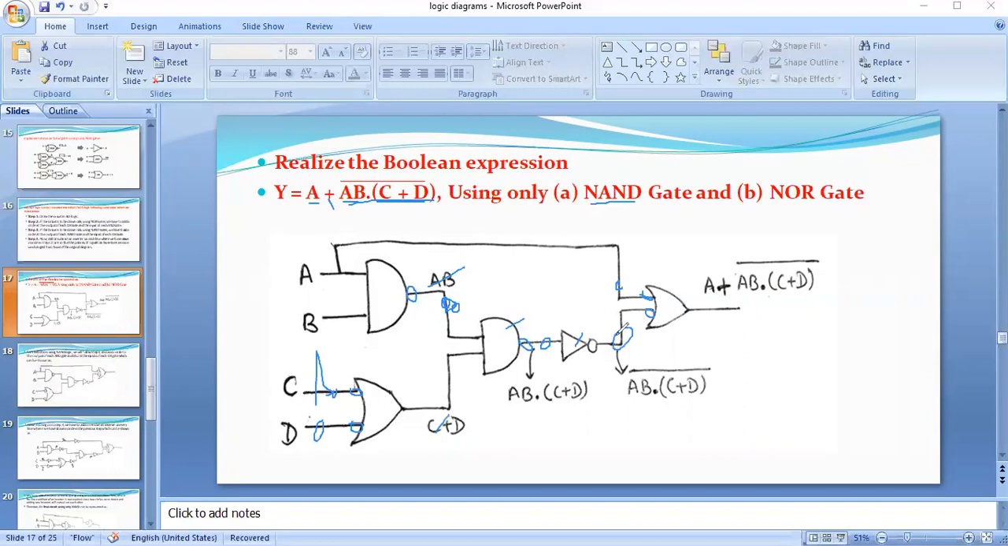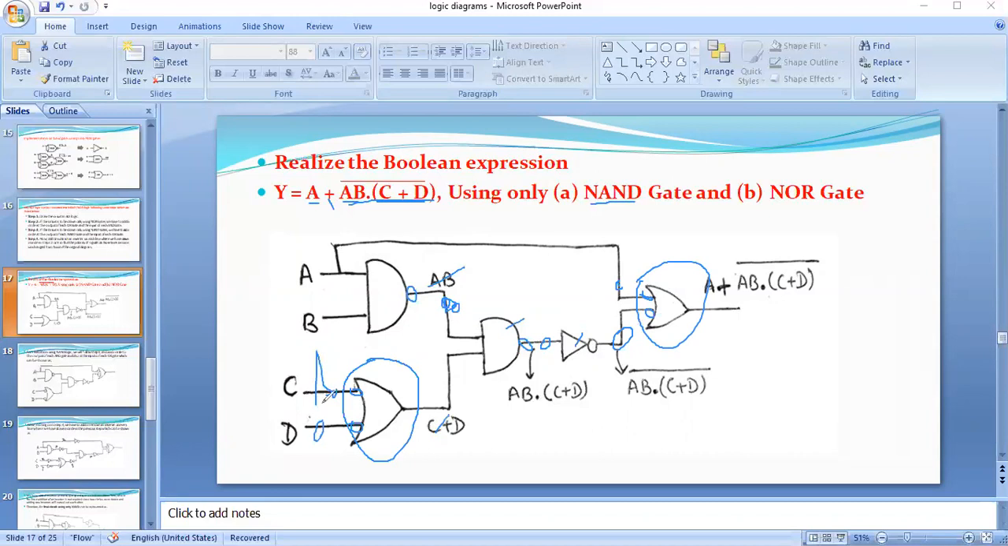What we have to do? Just replace bubbled OR gate by NAND gate. Instead of this bubbled OR gate, you have to replace it with a NAND gate. And instead of this here, you have to replace this with a NAND gate.